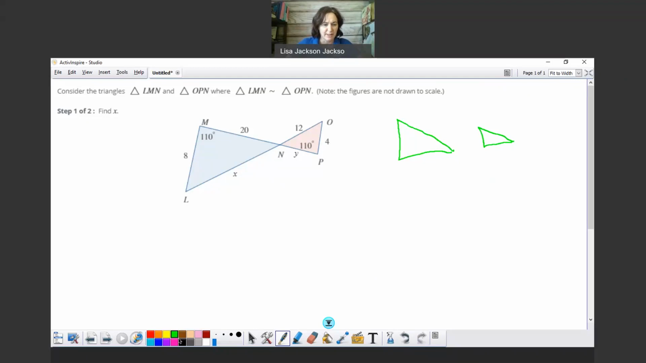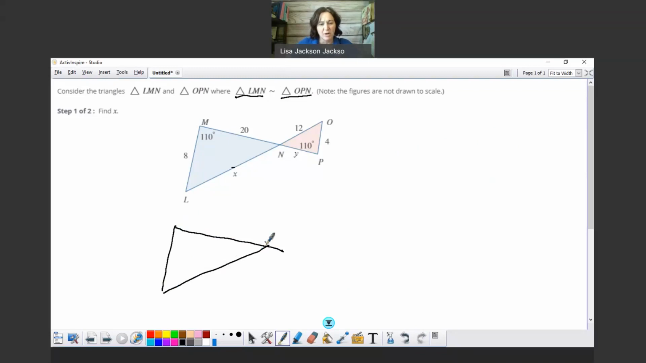Let me change to black here. It's easier to see. So this triangle LMN is similar to, that squiggle is a similar sign, triangle OPN. That language tells us everything we need to know. So I am going to simply redraw the bigger triangle exactly as it is. And then I will use those letters to help me figure out how the smaller triangle is oriented, if I'm going to draw it so it's facing the same way as this bigger one.